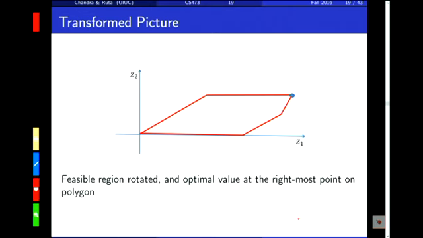Now if I tell you that there is always a vertex which is optimum, can you give me some naive, foolish algorithm? Check all the vertices and see which one is the best, where the objective value is maximum. How are vertices formed? How do I compute the vertices?